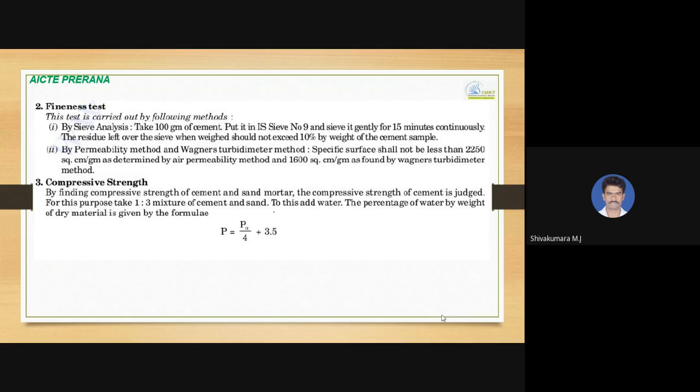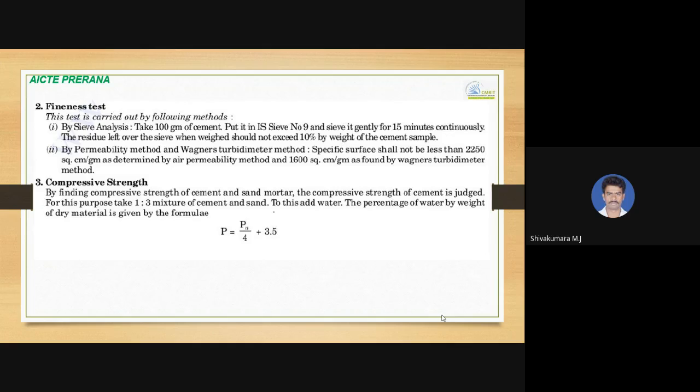Make sure the mold is clean and lubricant is applied inside, and start to fill the cement mortar in a standard manner, or you can place it on a vibrating platform, fill it, compact it properly and finish it. After 24 hours you demold it, keep it for curing, and you can test it for specified durations of 7 days of curing, 14 days, 21 days, and 28 days.